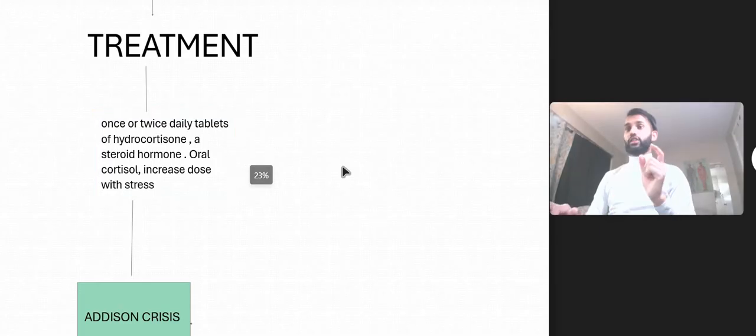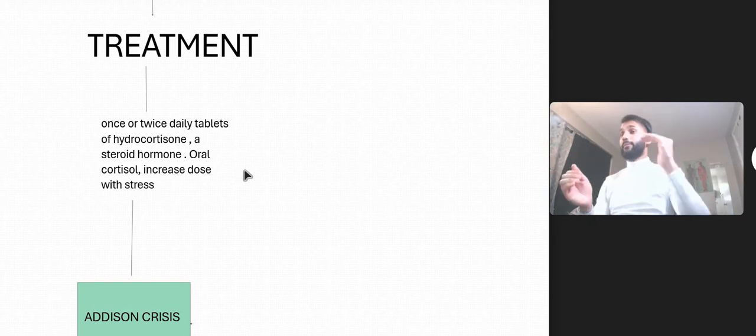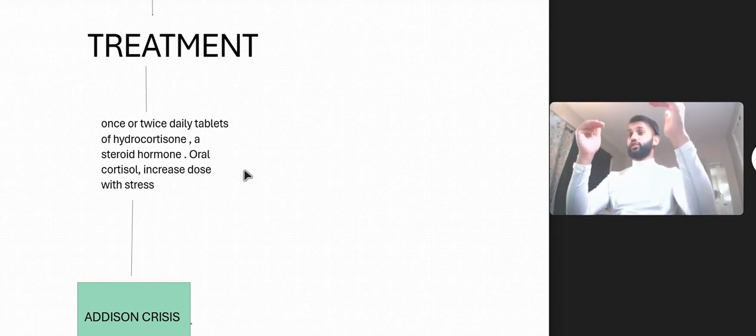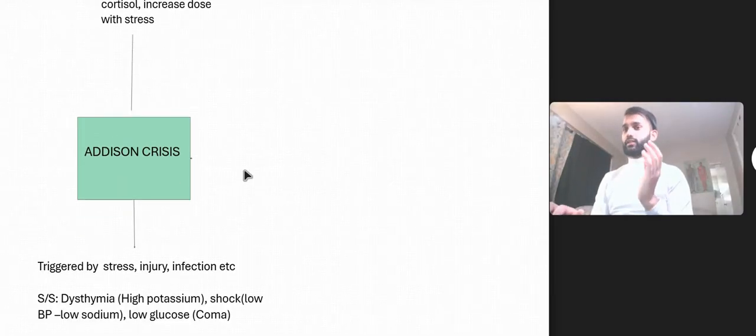Treatment wise, first you need to find out what's the cause, and once you find out, then let's say if there is a low cortisol, give the patient cortisol. That's the best treatment. Give them cortisol, given in the form of steroids. It includes oral cortisol, and with stress, you have to increase that. That's something you need to pay attention to because cortisol is called the stress hormone. So if there is more stress, you need to have more cortisol to manage that stress. That's why you need to increase the dose with stress.